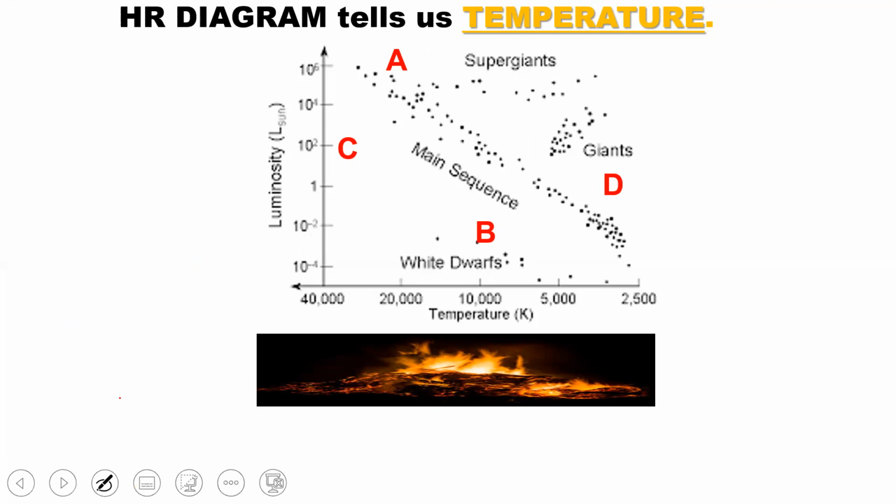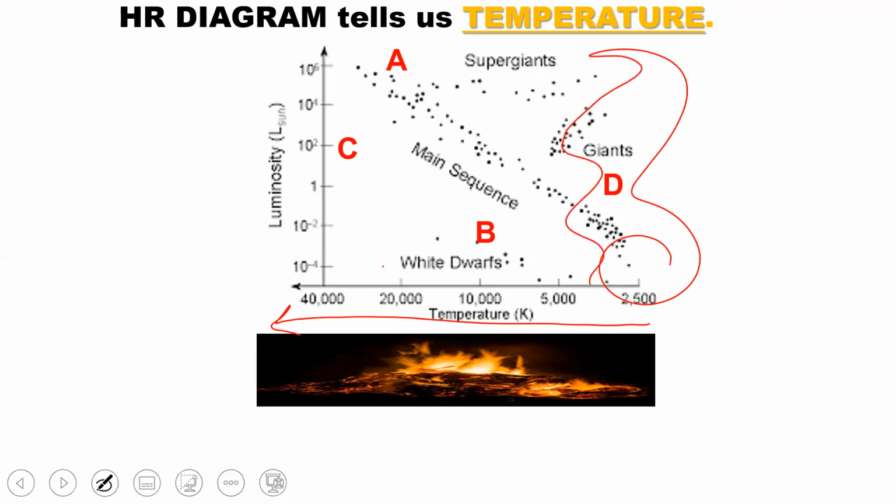All right, so notice that it's from 40,000 to 20,000. But in math, this would be what? 0, 1, 2, 3. All right, so it will increase that way. It's very important to know that in the HR diagram, temperature typically increases from right to left, which means all the stars on this side are cool, and all the stars on this side are hot. All the stars in the middle are hot.